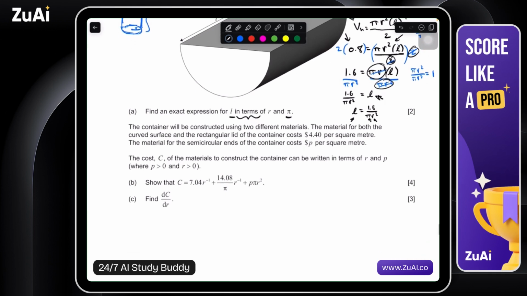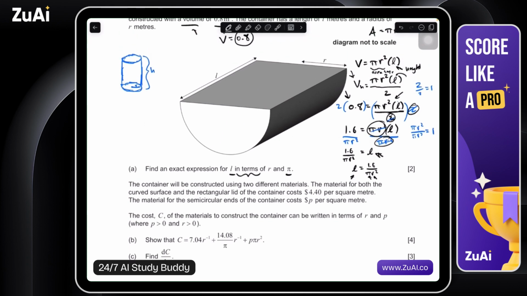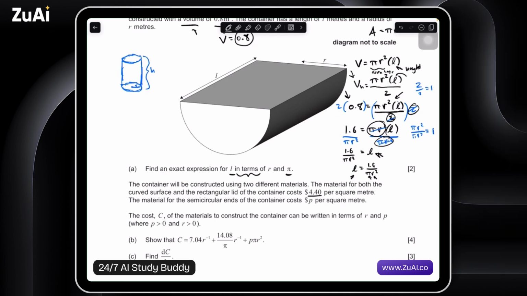Okay, let's move on. The container will be constructed using 2 different materials. The material for both the curved surface and the rectangular lid of the container costs $4.40 per square meter. The material for the semicircular ends costs $P per square meter.